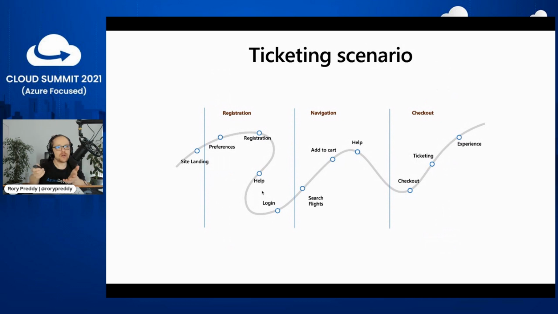Then you take a scenario. So this is a journey management of buying a plane ticket or any type of ticket. You've got a registration, navigation, and checkout. And you go through the process there. You register, you log in, you search the flights, you add the ticket to the cart, you check out, and then you do a survey right at the end for experience.